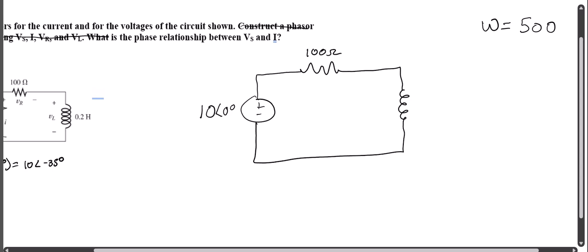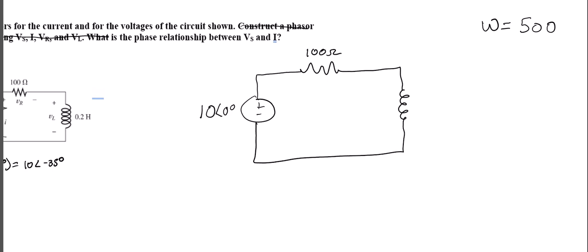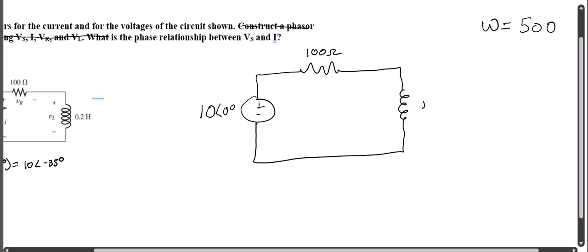Isn't it like a formula for that? Yeah, it's on the top of your handout. If you look under Z for the impedances, if you look at L, it says J omega L. So this is J omega L. So J times 500 times 0.2. 0.2 is 1/5, so this should be J 100.